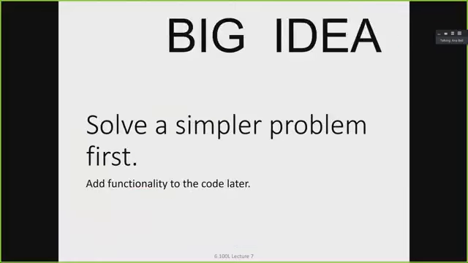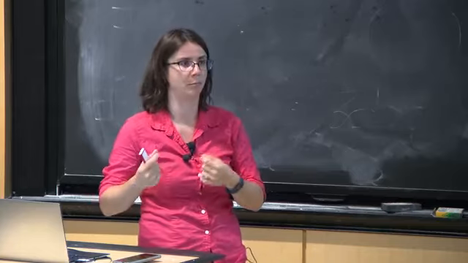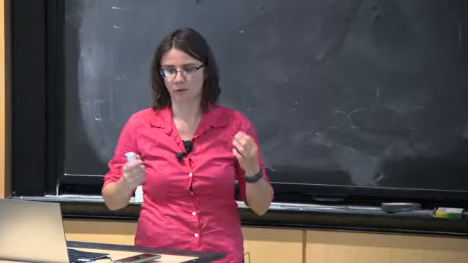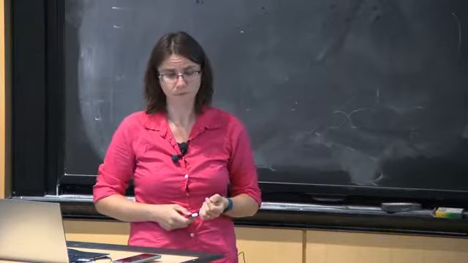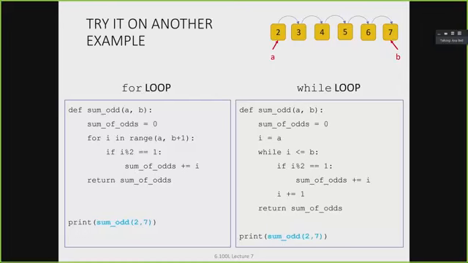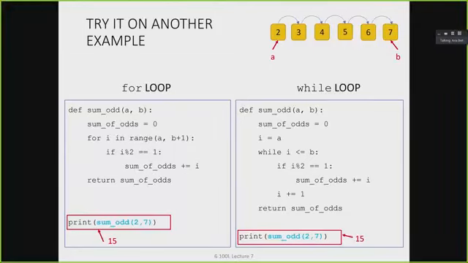and it does. Okay? So the idea here is to try to solve a simpler problem first, and then as you see more nuances to the problem, add in the functionality just a little bit at a time so you don't get bogged down by a whole bunch of issues that might come up when you write a whole bunch of code. The last step is just to test it on the other example just to make sure that it still works, right? And so if we print sum of odds between 2 and 7, again, this matches what I had written down on paper.